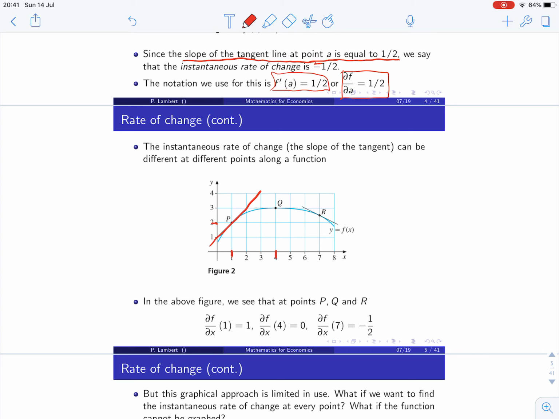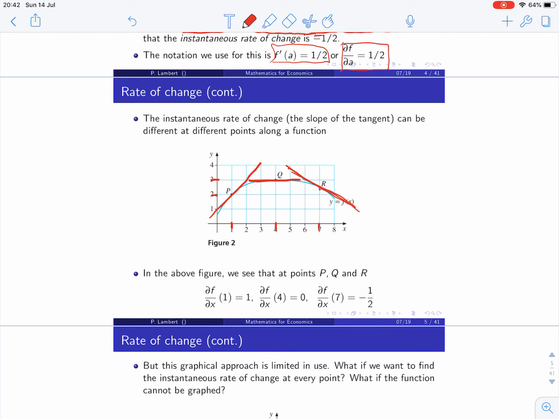For an input value of 4, the output value is 3, but the rate of change is given by the slope of this line. And likewise, for an input value of 7, when we feed that into this function, the output value looks to be about 2.5, but the slope of that rate of change at the input value of 7 is given by the slope of this line here.